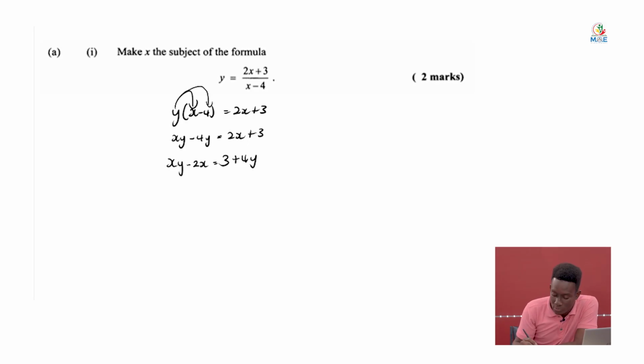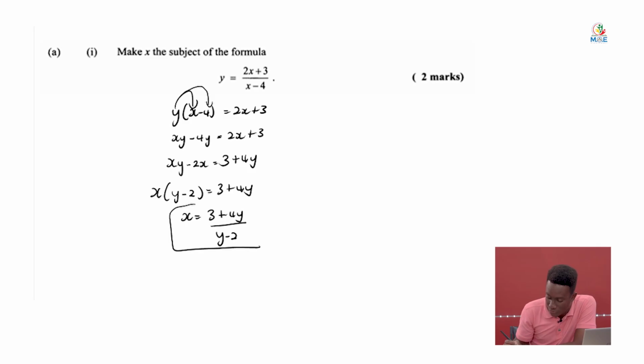And now we have the terms with the x's. So what can we do to turn these 2 x's into 1 x? We can factor out the x, and that would leave us back with 1x. So we factor the common term, which is x. We're left with y minus 2 is equal to 3 plus 4y. And then to make x the subject, which was the aim, it will be x is equal to 3 plus 4y, all divided by, since this is multiplying now, and we take it over to divide, y minus 2. And that is how we make x the subject of the formula, as easy as that.